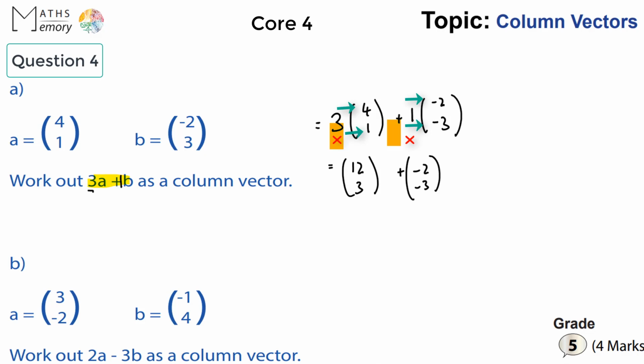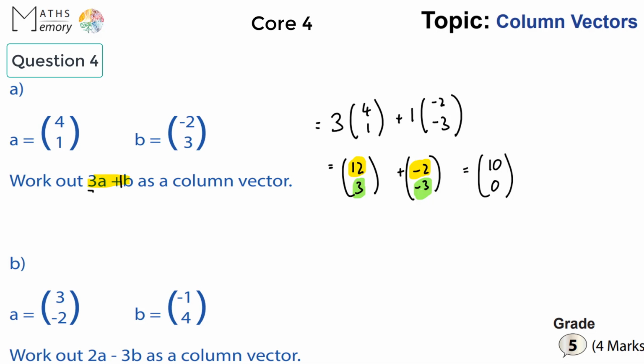Now let's add like for like. We'll add all the x's together. So let's call the x's the top number over here in yellow. And let's call all the y's the green ones over here. Very simple. The yellows would be 12 plus minus 2, which is simply 12 minus 2, which is 10. And 3 plus minus 3, or 3 minus 3, would give you 0. So 10, 0 is basically the answer or the result of 3a plus b as a column vector.